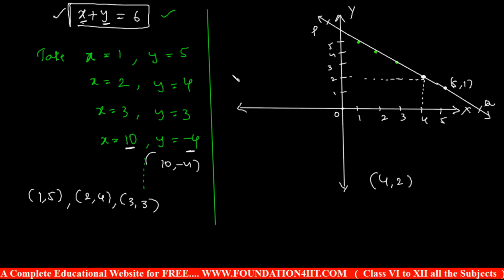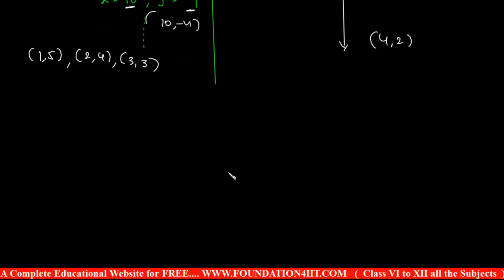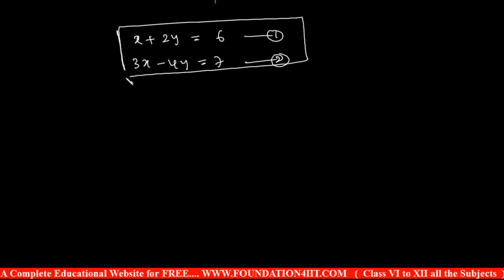If they give only a single linear equation, we have infinite points. When they give two linear equations combined, for example, x plus 2y is equal to 6 and 3x minus 4y is equal to 7, this is one linear equation and this is another linear equation. What is the common solution? For this we get one line, and for the other equation we get one more line. Where they join, that is the common solution. To find that, there are 4 methods. One by one we'll explain now.